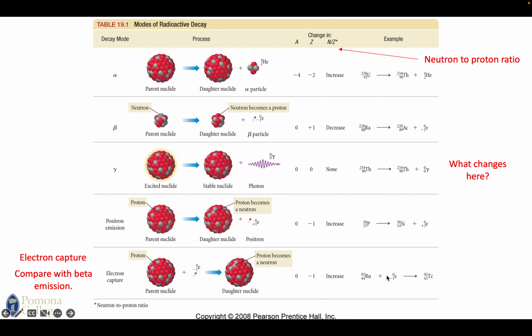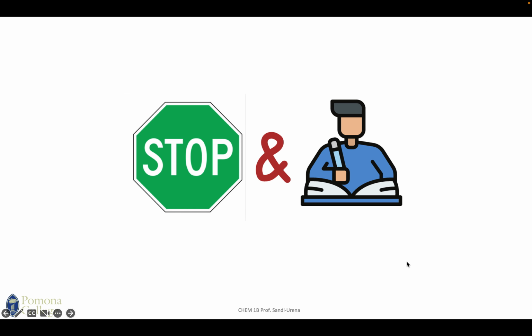Okay, that's electron capture. And here what we have is what I call stop and practice, which you will find in most, if not all, of the videos. And the idea is that it will stop the video, or I will stop talking, and you will practice some of what we've learned so far. Do not skip this exercise. It doesn't make any sense if you just watch the videos. Besides, they're boring and you don't practice.